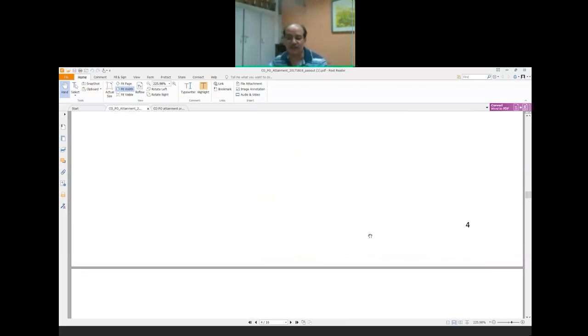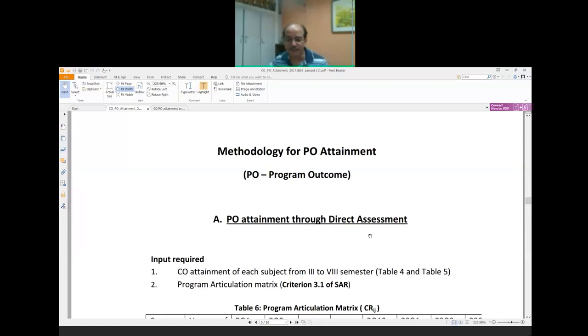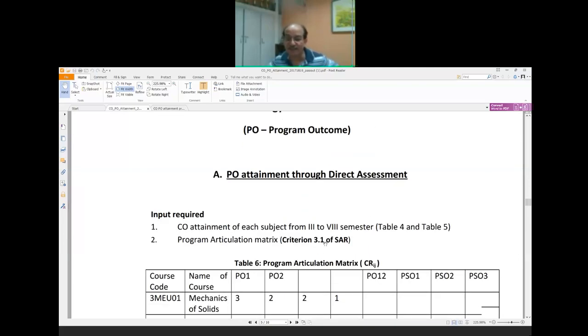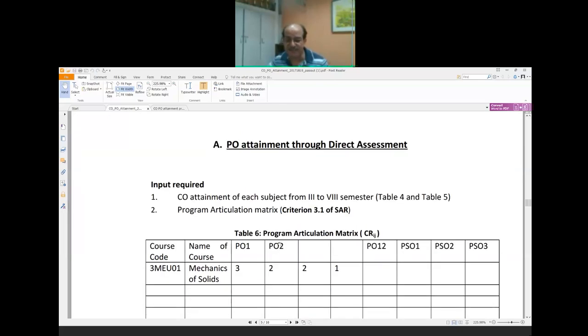The CO attainment of each subject is calculated and given as the last column. From there onwards, we calculate the PO attainment. The methodology for PO attainment is similar. As I said, the basis is your program articulation matrix, which we define as CRIJ. For each PO, A to K, there is some definition: how much is the linkage corresponding to this particular PO1?